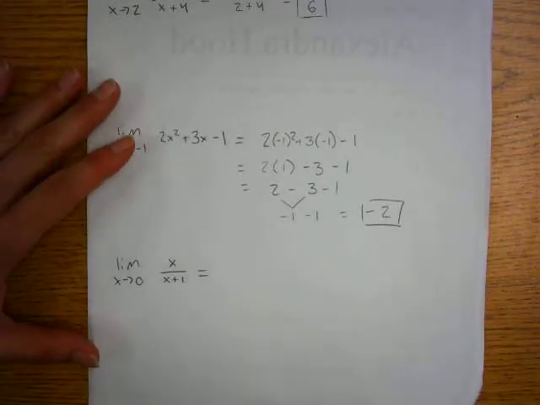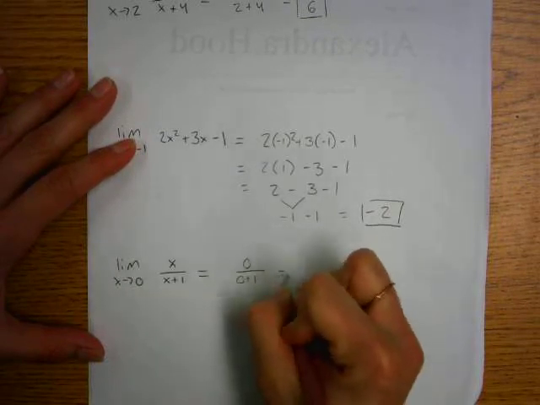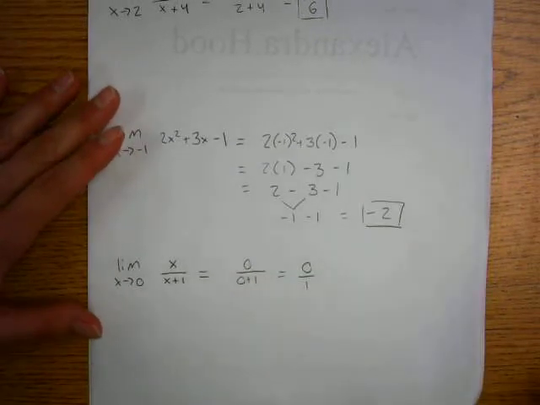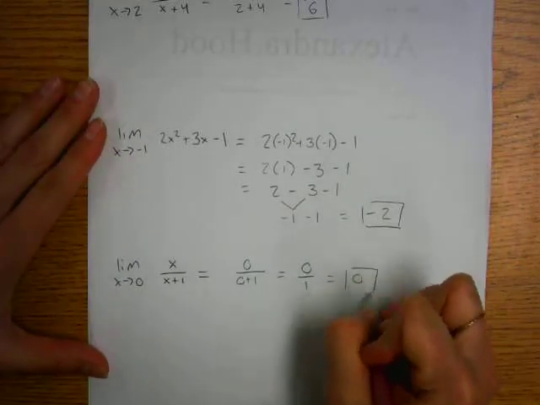Last one. If I plug in 0, I have 0 over 0 plus 1, which is 0 over 1. Remember, having 0 on the top is fine. 0 divided by anything is just 0. So this one also exists.